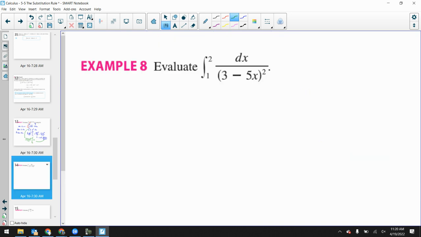Let's try another one. You're going to go from 1 to 2 of dx over 3 minus 5x squared. Okay, what do you think our u is? 3 minus 5x. Okay, so du is negative 5 dx.